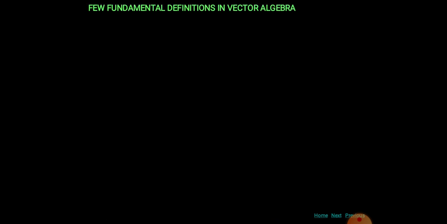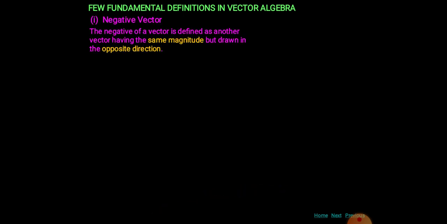Now let us try to understand the types of vectors. A few fundamental definitions in vector algebra. The first is the negative vector. The negative of a vector is defined as another vector having the same magnitude but the opposite direction. Try to understand how we can indicate it. We have taken vector A and its negative vector is negative A. Try to understand with the help of a figure also.